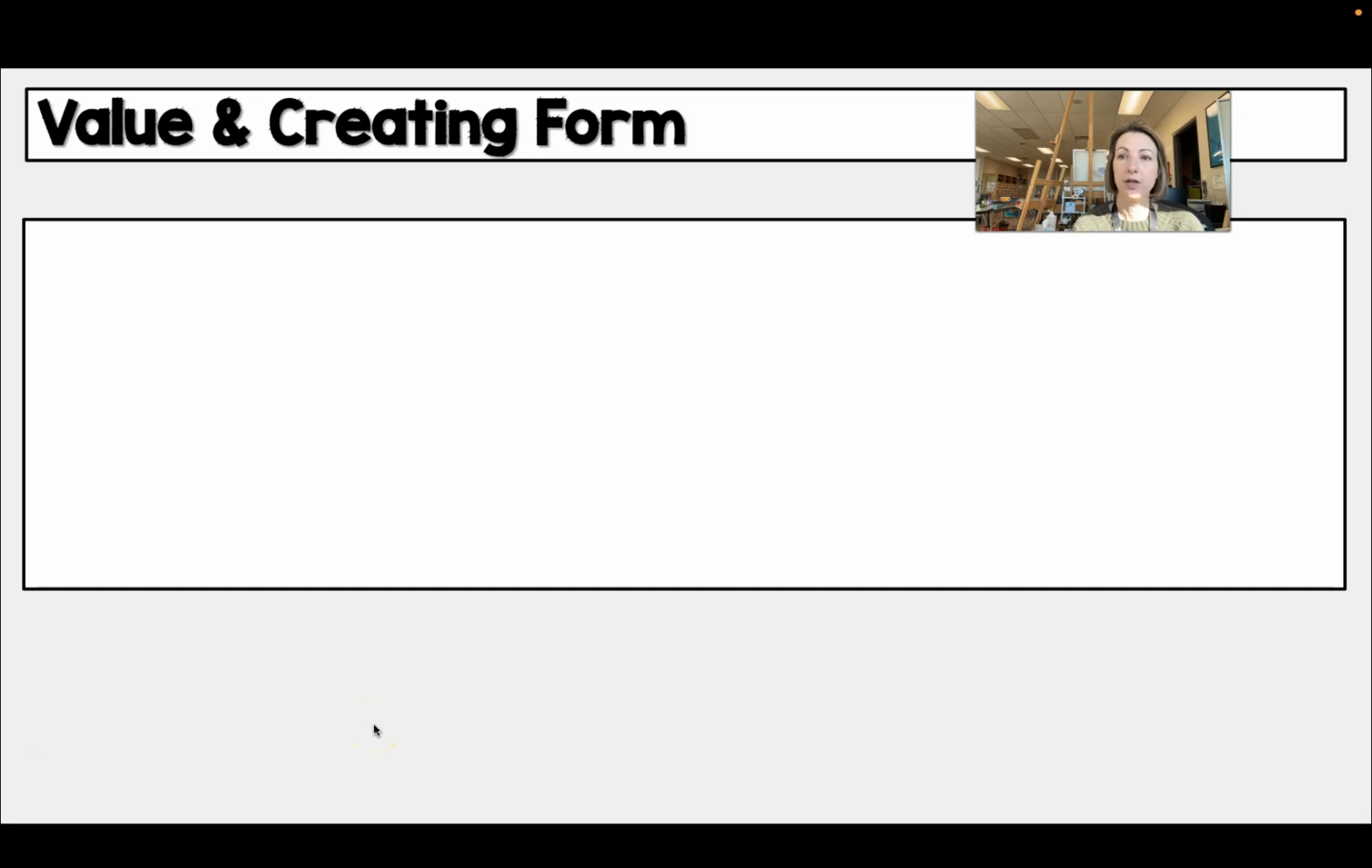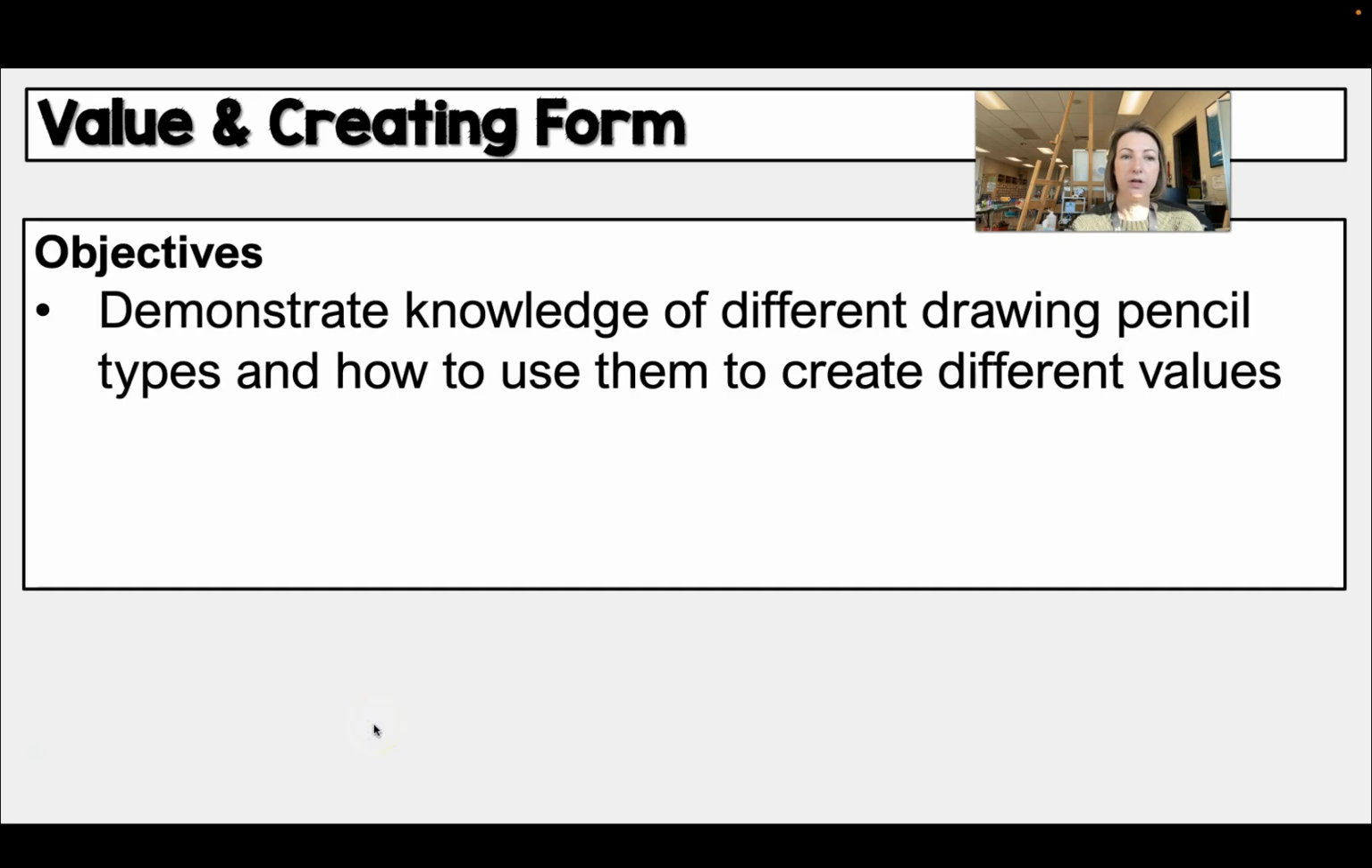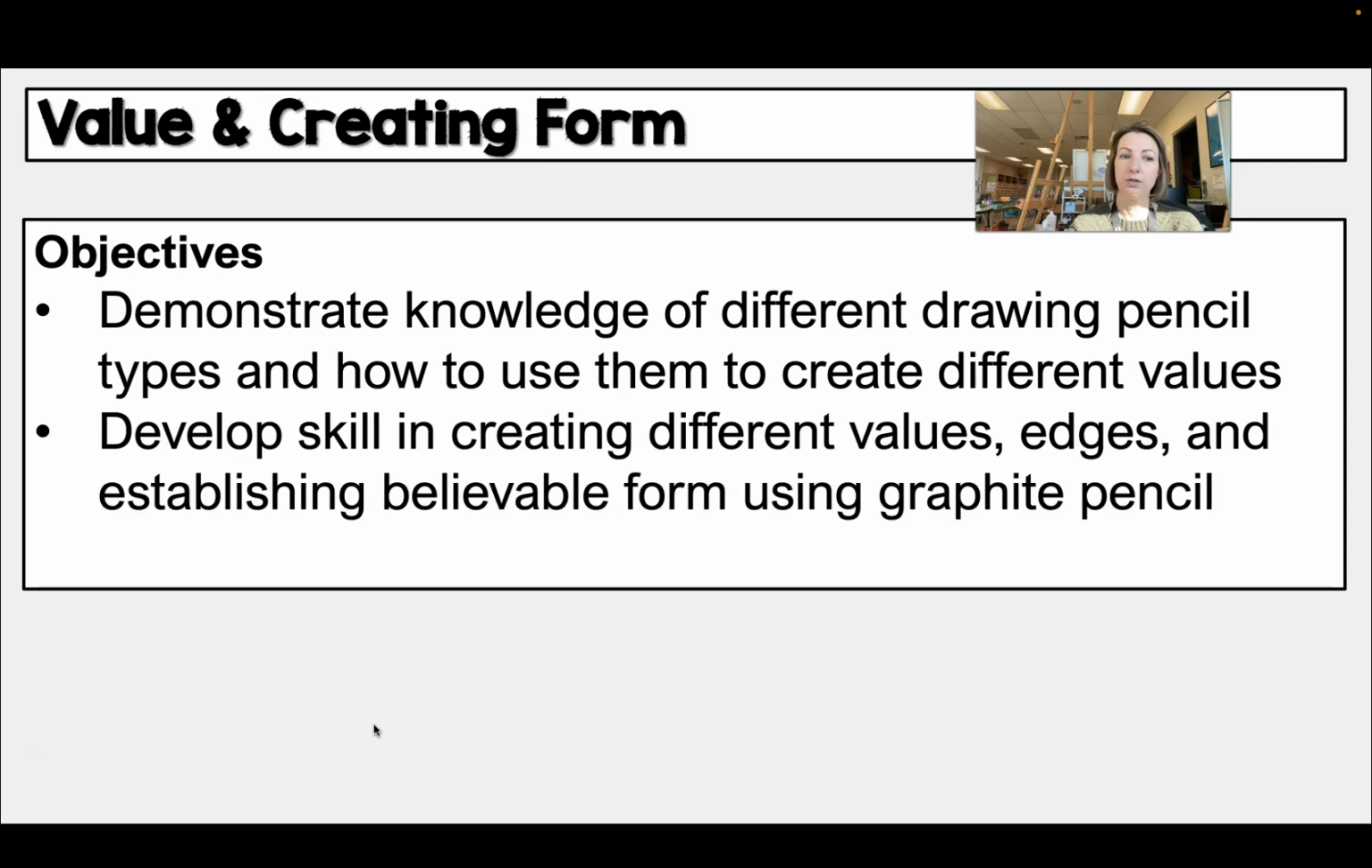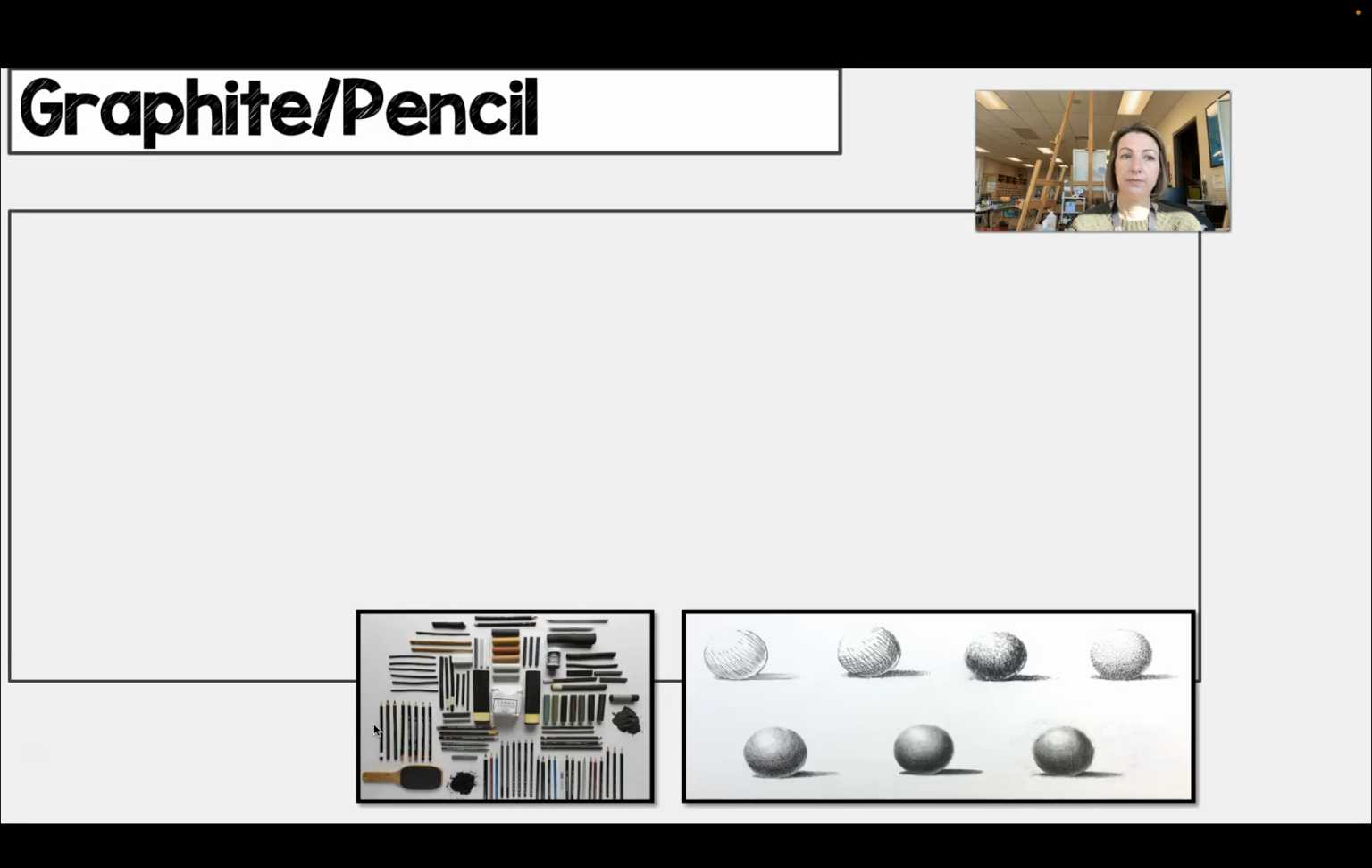This is Value and Creating Form. Our objectives are to demonstrate knowledge of different drawing pencil types and how to use them to create different values, and to develop skill in creating different values, edges, and establishing believable form using graphite pencil.